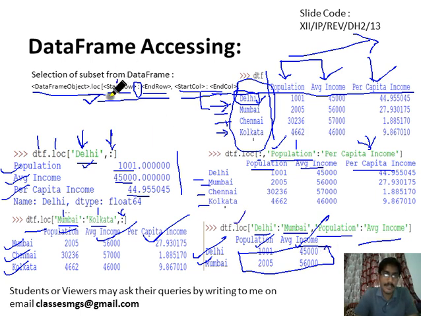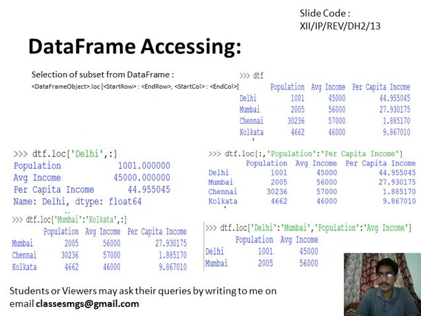In loc we will define the starting row, colon, end row first, then comma, then starting column, colon, end column. If we skip the start and end and leave only a colon, then it will fetch all the rows, and if we leave only a colon in the column portion, then it will fetch all the columns, like we have seen in this example and this example. Okay, let me move ahead.